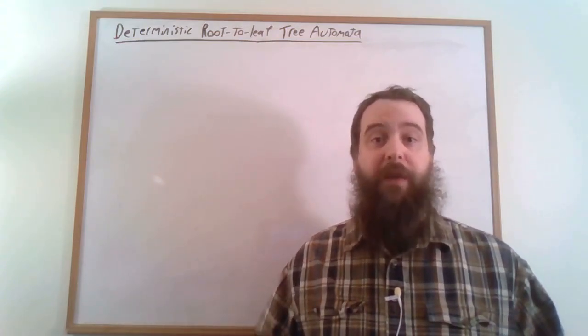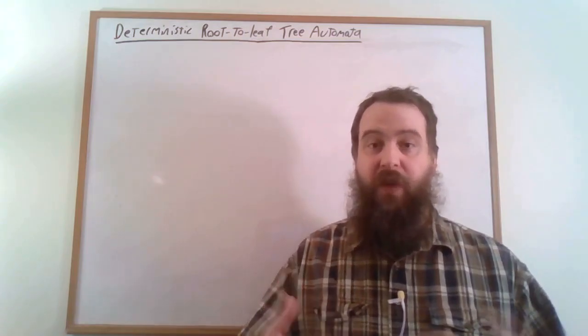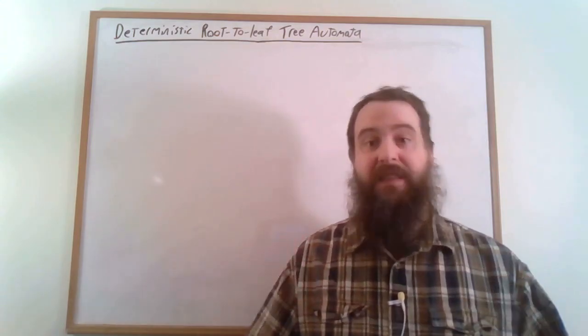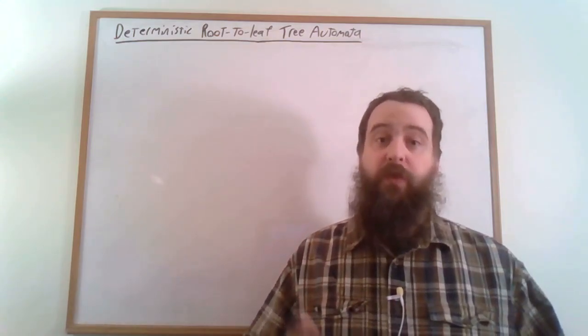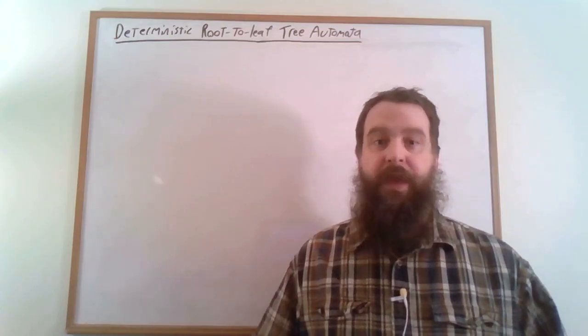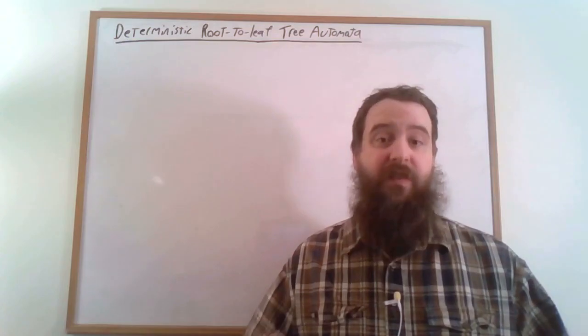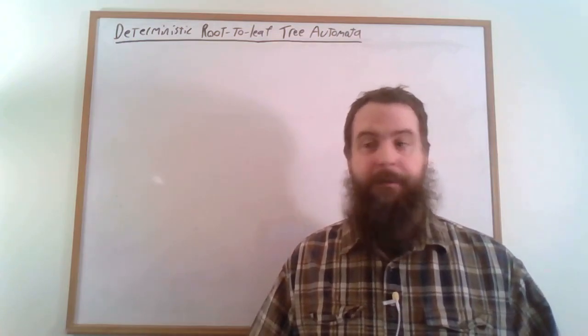But with tree automata, we're going to have to make some sort of structural change to how these things work, even to be able to make sense of the definition of a root-to-leaf tree automaton. And it will also happen that reversing the direction changes the expressiveness of the automaton.